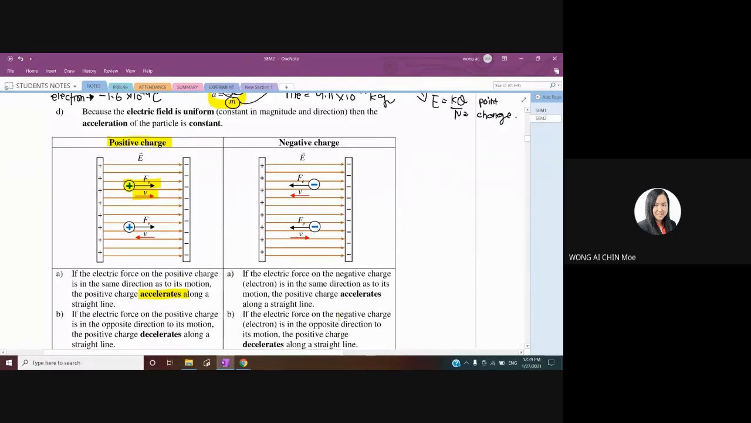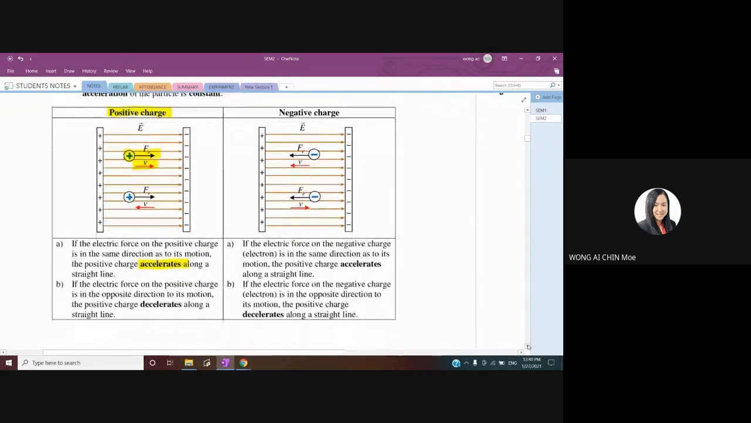For case number 2, initially the positive charge is moving to the left, without the power supply. When we turn on the power supply, this positive charge will attract to the negative plate. So you want to move to the left, but it is attracted to the right, meaning it will slow down your positive charge. So it will experience deceleration.